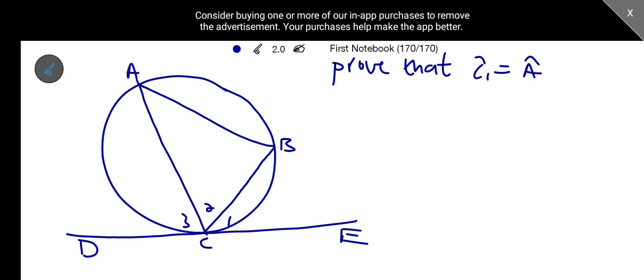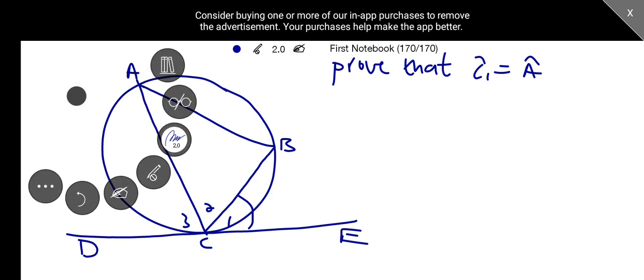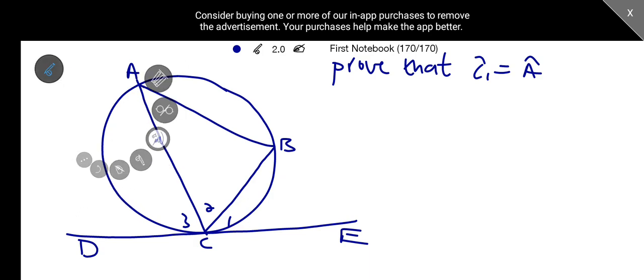In this lesson, we are required to prove that angle C1 is equal to angle A. So, here's angle C1 and here's angle A. Someone can tell that this is the chord theorem, right? In other words, we are required to prove the chord theorem. And be mindful, this theorem is for exam purposes, so make sure you are able to prove it.